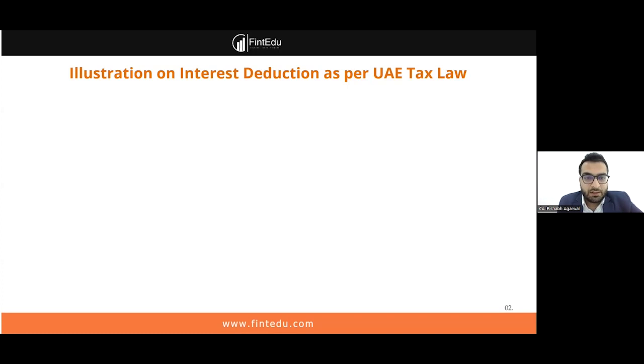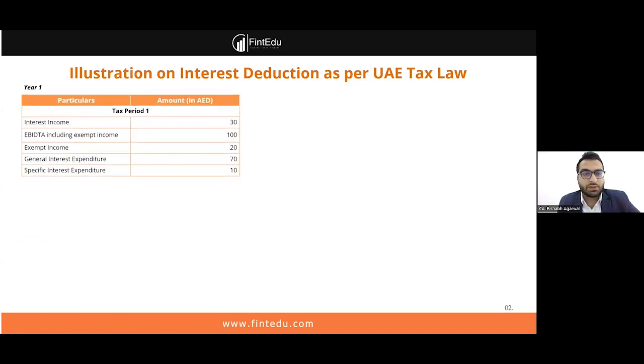And I'll show an illustration regarding the interest deduction limitation, the carry forward, and how it has been done along with Ministerial Decision 126 of 2023. So year one, this is the first tax period. There's a company in UAE which has EBITDA of 100 dirhams, interest income of 30, exempt income of 20, interest expenditure of 70, and a specific interest expenditure of 10. So Article 31 interest expenditure is 10, and Article 30 interest expenditure is 70, along with an interest income of 30.